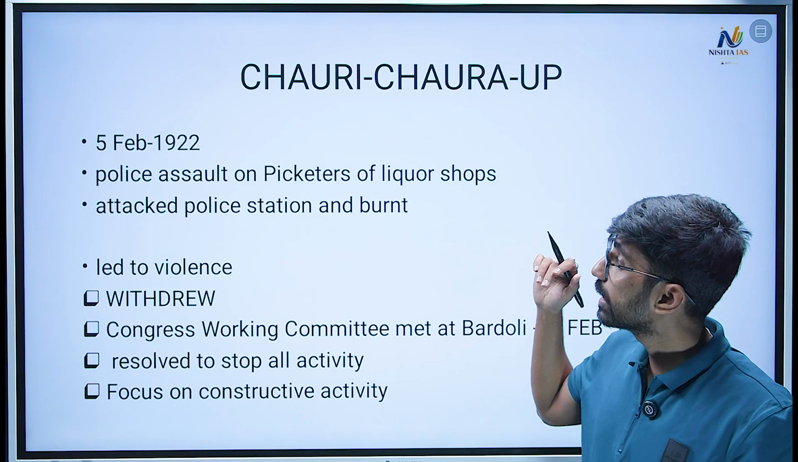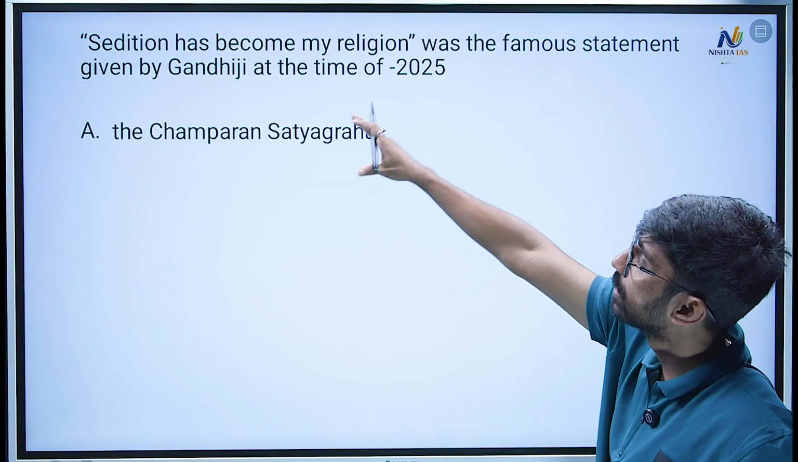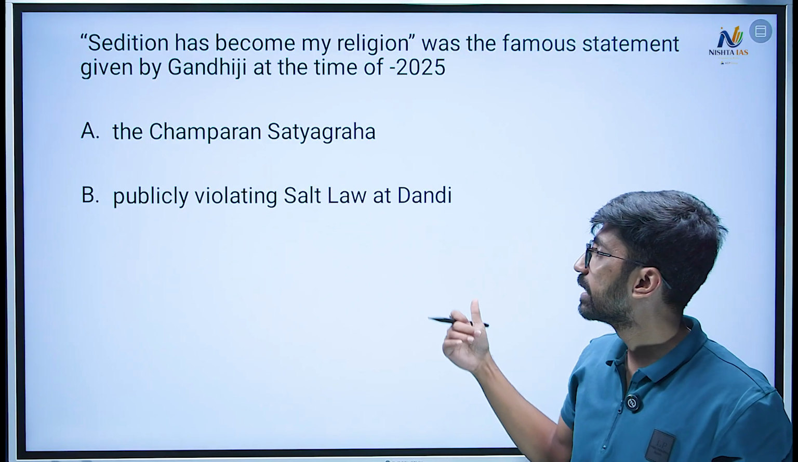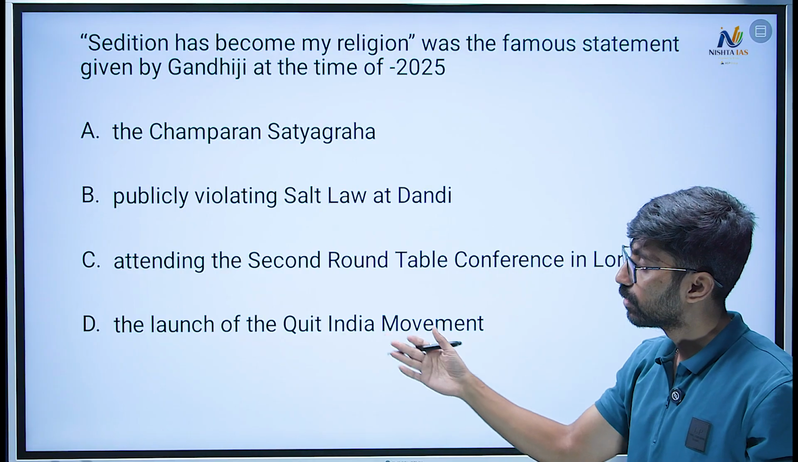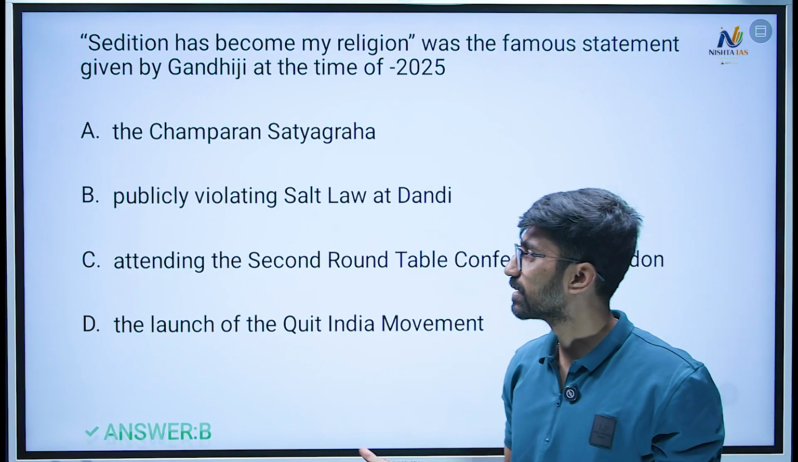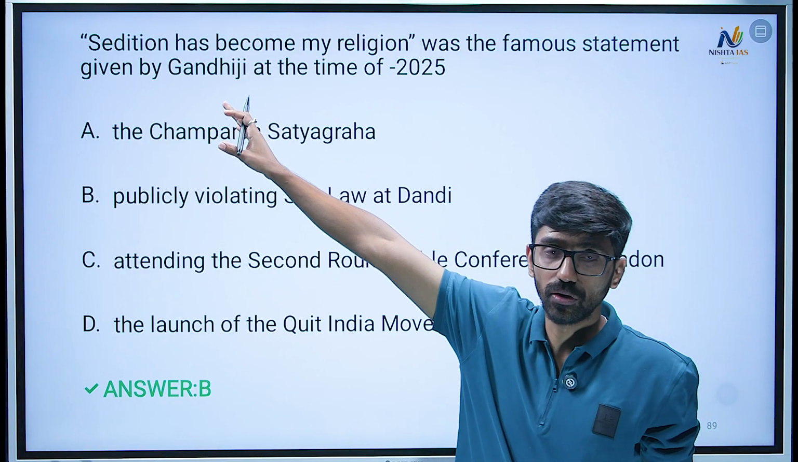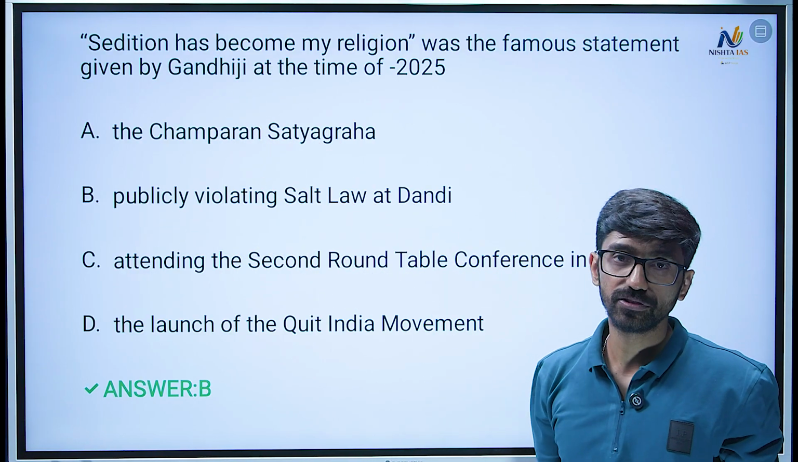Look at 2025 again. Sedition has become a religion was the famous statement given by Gandhi at the time of Champaran Satyagraha, publicly violating Salt Law at Dandi, attending the Second Round Table Conference in London, or the launch of the Quit India movement. The answer is actually publicly violating Salt Law at Dandi. Sedition is anti-national, so violation of laws, that is publicly violating Salt Law at Dandi. That's when he gave his speech.